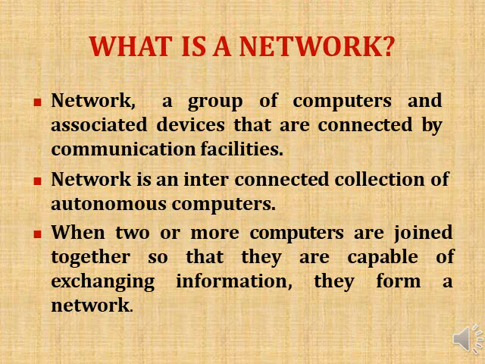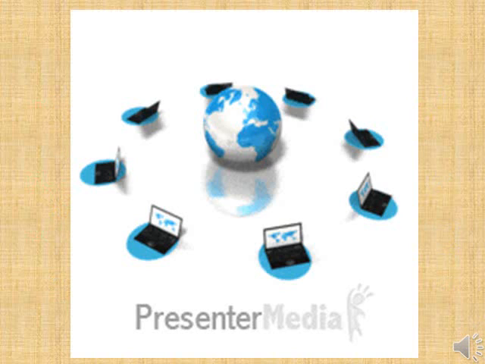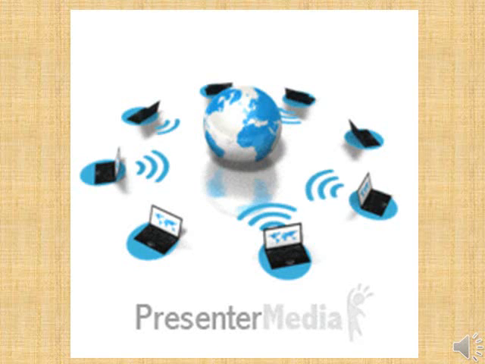Starting from the basics, what is a network? According to definition we say, when two or more computers are joined together so that they are capable of exchanging information, they form a network. In other words, an interconnected collection of autonomous computers and associated devices that are connected by communication facilities is called a network. We can realize this definition by linking this to internet, which is most common nowadays.